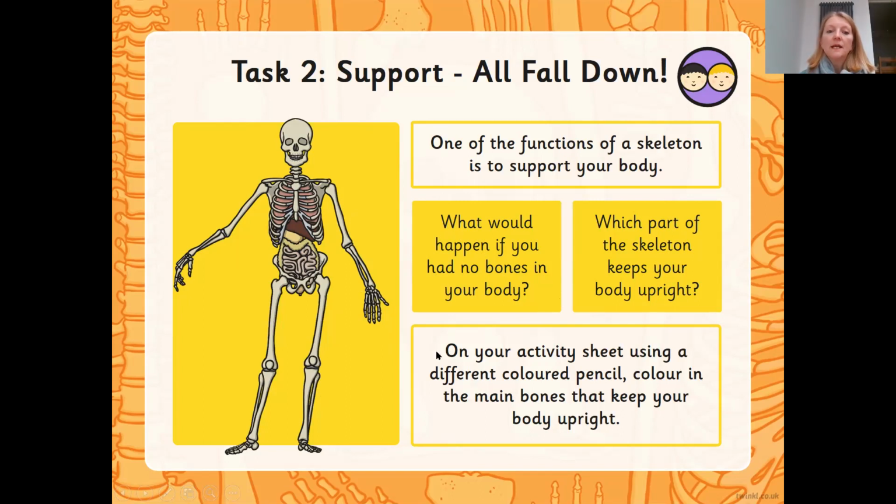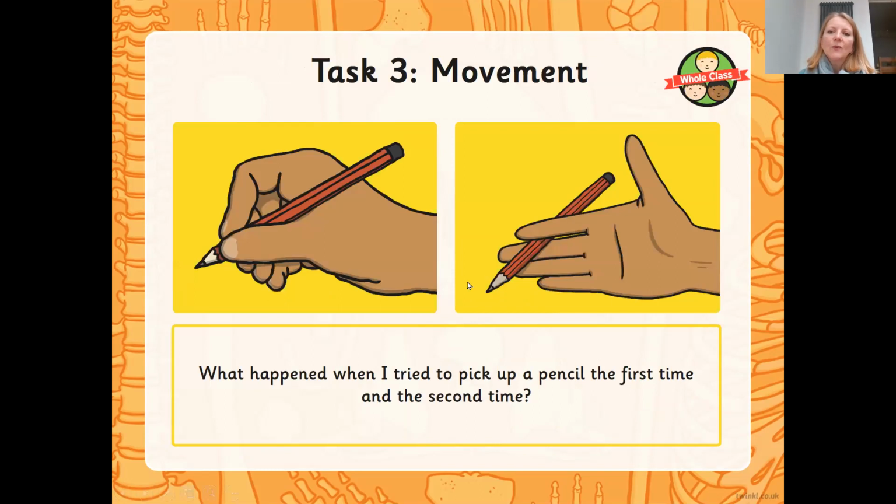So your task number 2 is on your activity sheet. Using a different coloured pencil, colour in the bones that keep your body upright, that keep it supported. Okay, so you might want to just pause the recording while you have a go at task number 2. And when you're ready, let's try task number 3.